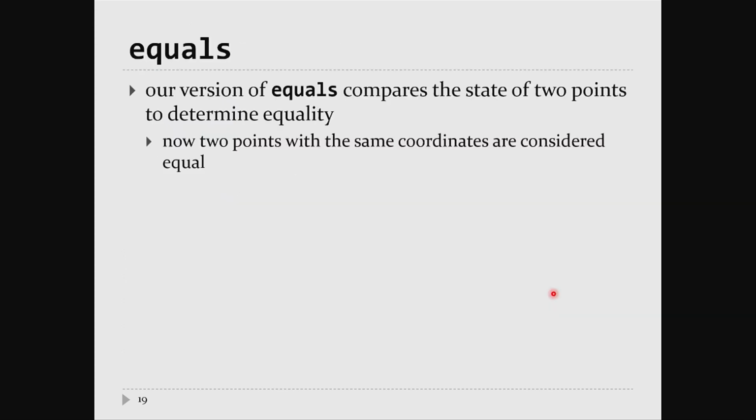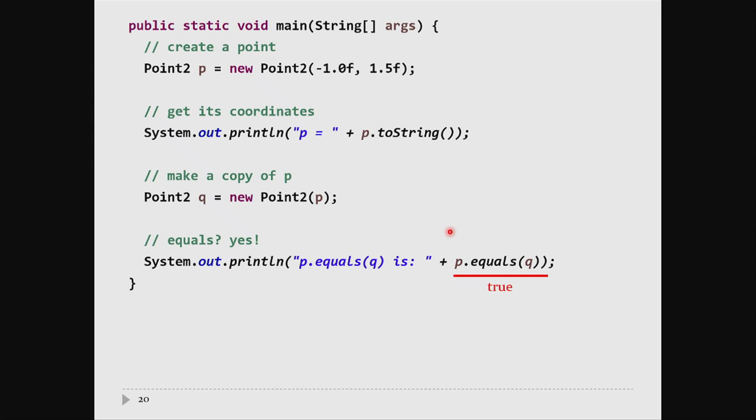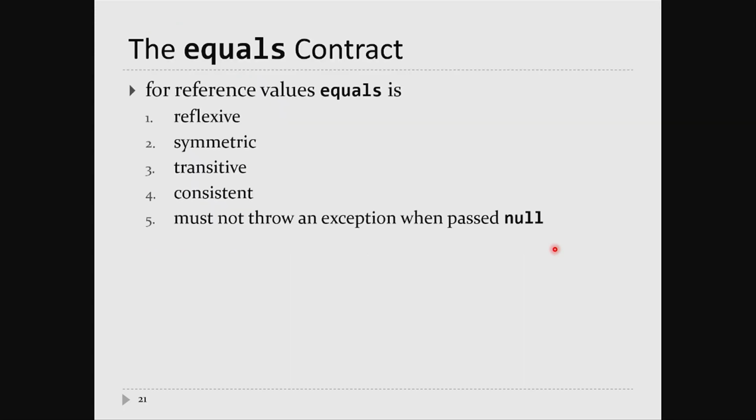OK, so our version of equals compares the state of 2 points to determine equality. So any 2 points that have the same coordinates are now equal, which means you can write code like this. Here's my point P. It's -1, 1.5. If I use the copy constructor to make a copy of the point, then when I write P.equals Q, it's true. Back on the first slide that I showed you, you would get false. Now it's true. So 2 points with the same coordinates are now equal.